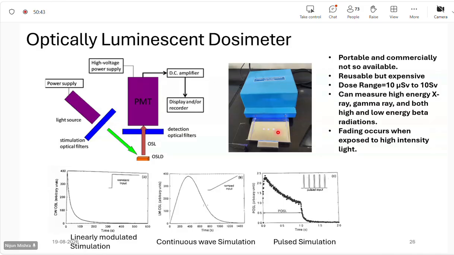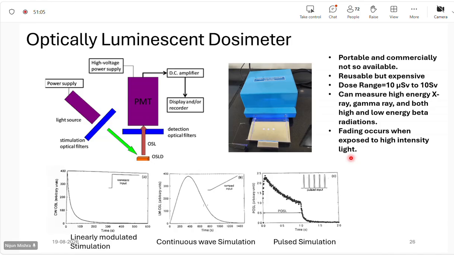Okay, the dose range is 10 microsievert to 10 sievert. It can measure high energy X-ray, gamma ray, and both high and low energy beta radiation. Fading occurs when there is high intensity of light. Just like in TLD, where fading occurs when exposed to high temperature, here fading will occur when exposed to high light.